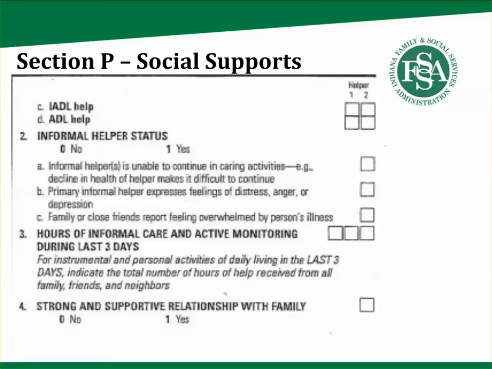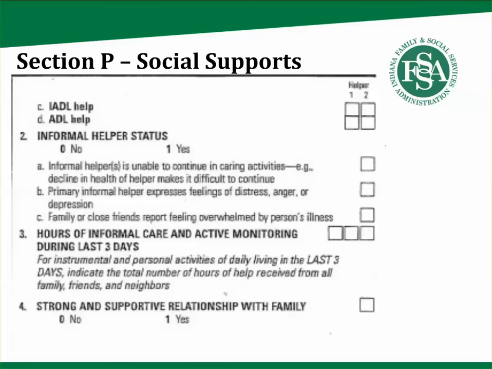E3 looks at hours of informal care and active monitoring during the last 3 days. And for this, we're looking at how much help overall your person has received from their informal support system. So it could be the primary and secondary helper and any others who've been helping. So you want to get a number in here in terms of hours. But with this one, I've always found that this is a little bit challenging to code because you're sitting down with the person and the family members and saying, okay, what have you done to help this person over the last 3 days? I want to get a sense of how much time you're putting in.